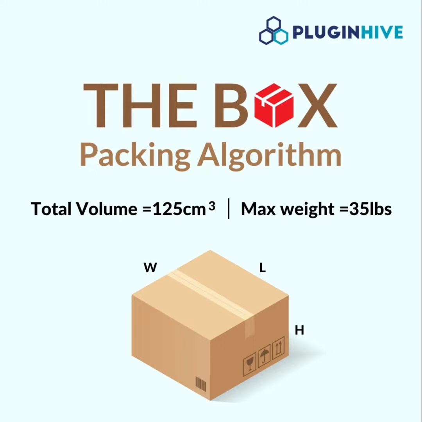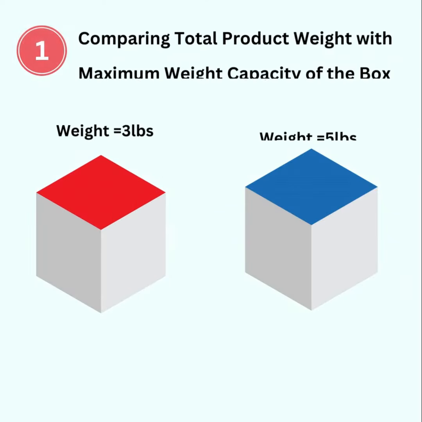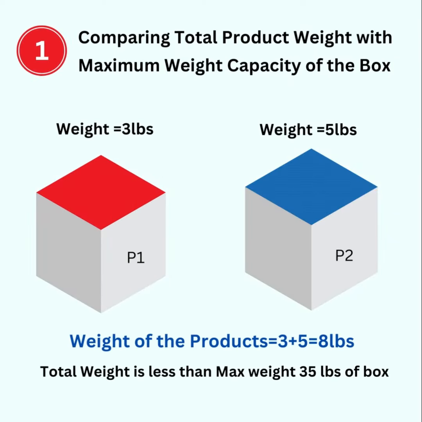Consider a box with a total volume of 125 cubic units and a max weight it can hold of 35 pounds. Step 1. Comparing total product weight with maximum weight capacity of the box. Product 1 is 3 pounds and product 2 is 5 pounds, which gives us a total weight of 8 pounds. This is less than the maximum weight which the box can hold, which is 35 pounds.